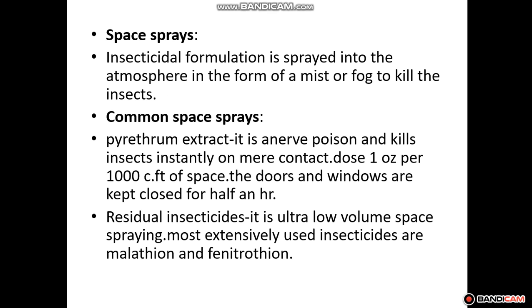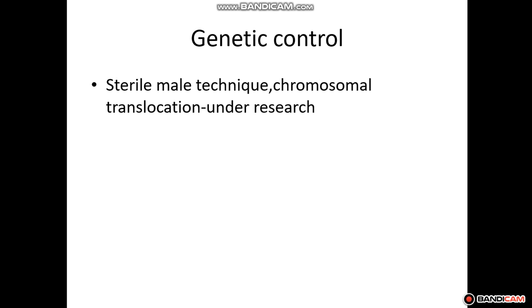Residual insecticides, it is an ultra low volume space spraying. The most extensively used insecticides are malathion and fenitrothion. So these are the residual insecticides that are being sprayed, that is malathion and fenitrothion. This is also space spraying, and very frequently these types of insecticides are also being sprayed.